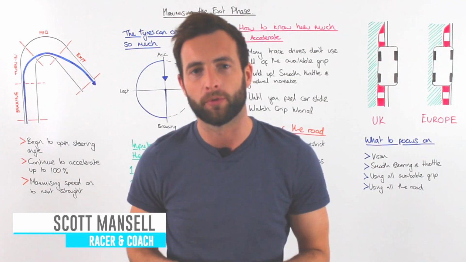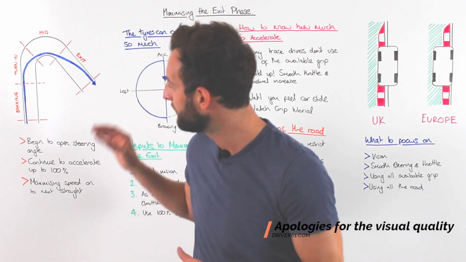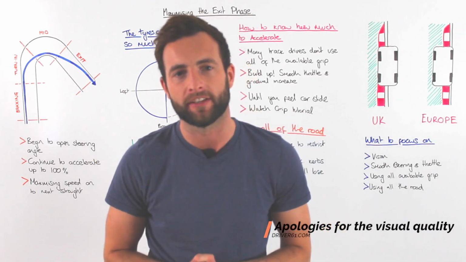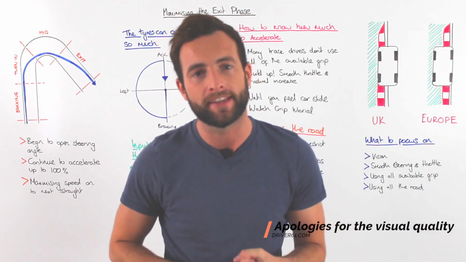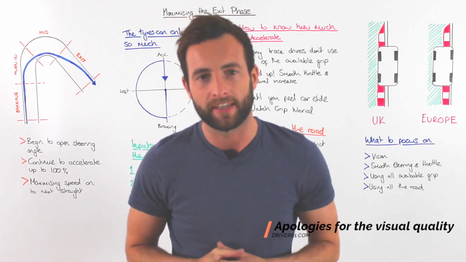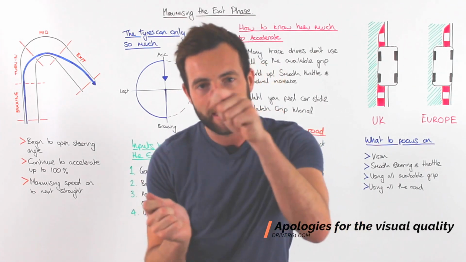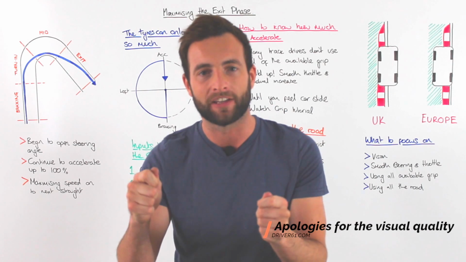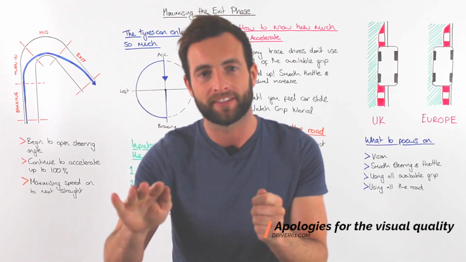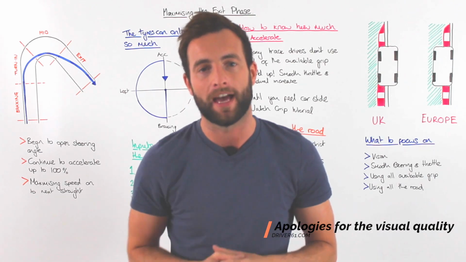In today's tutorial we're looking at how to maximise the exit phase of a corner. Now in previous tutorials we've already taken a look at how to maximise the braking, turning and mid-corner phases of a corner, and today we're taking a look at the exit phase. The exit phase is the area where you're beginning to open up the steering angle and getting back on the accelerator all the way up to 100% throttle as you're coming out of the corner.